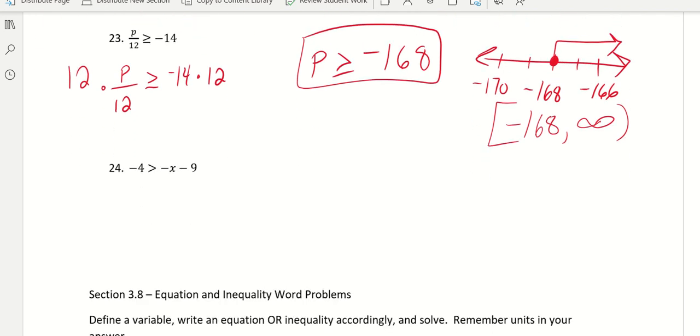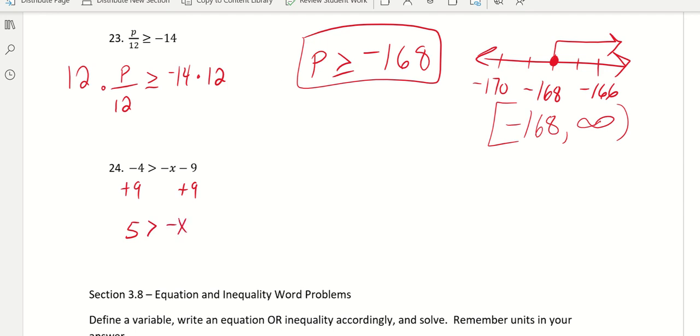Okay, let's take this one step at a time with number 24. First, let's move this negative 9 over. So we're going to add 9 to both sides. Plus 9 and plus 9. Negative 4 plus 9 is 5. 5 is greater than negative x.